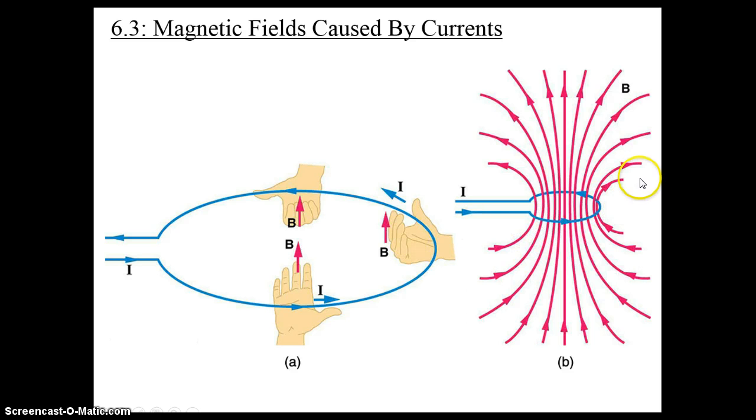And on the outside, they go down. On the inside of the wire, they go up, because your fingers would be going up on the inside, and then they would curl around, going down on the outside of the wire.